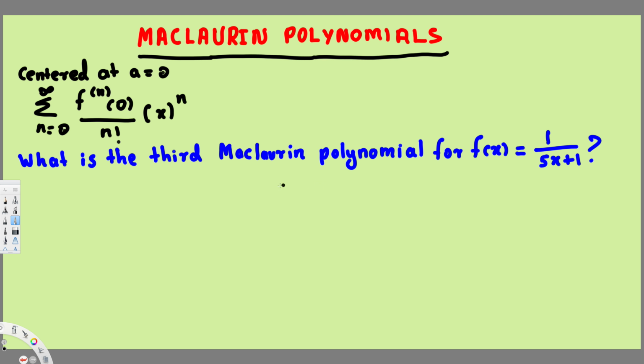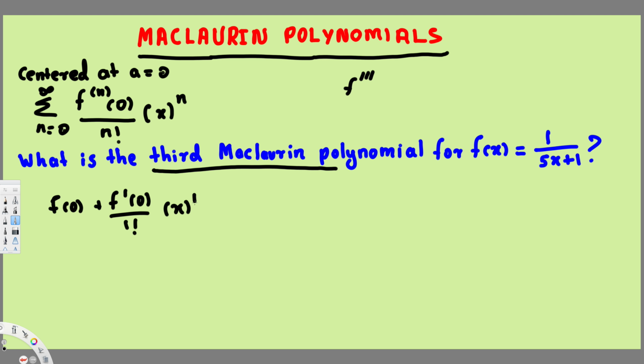And let's go ahead and expand this one. First of all, we have to notice that they are asking for third Maclaurin polynomial, right? Third means we have to look at 3 derivatives. So we have to look until f triple prime, right? So we have to expand this equation until f triple prime. Now let's go ahead and do this. First we are going to have f of 0, then plus f prime 0 over 1 factorial times x power 1 plus f double prime 0 over 2 factorial times x square plus f triple prime 0 over 3 factorial times x cube. So this is the generic equation.